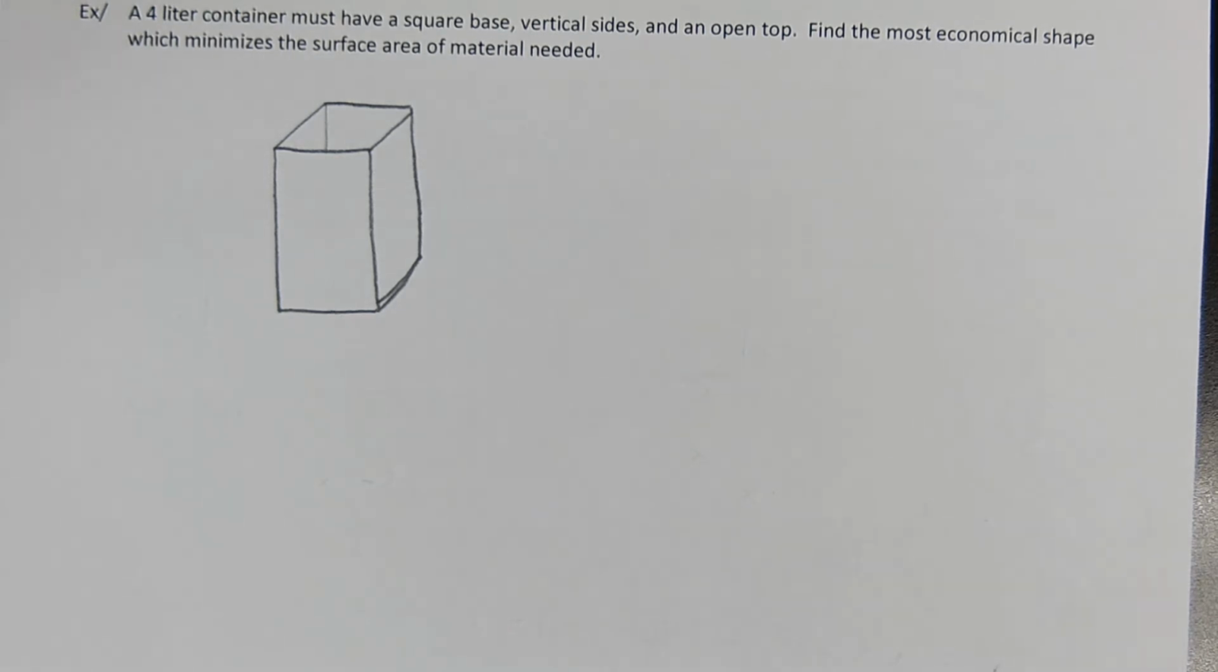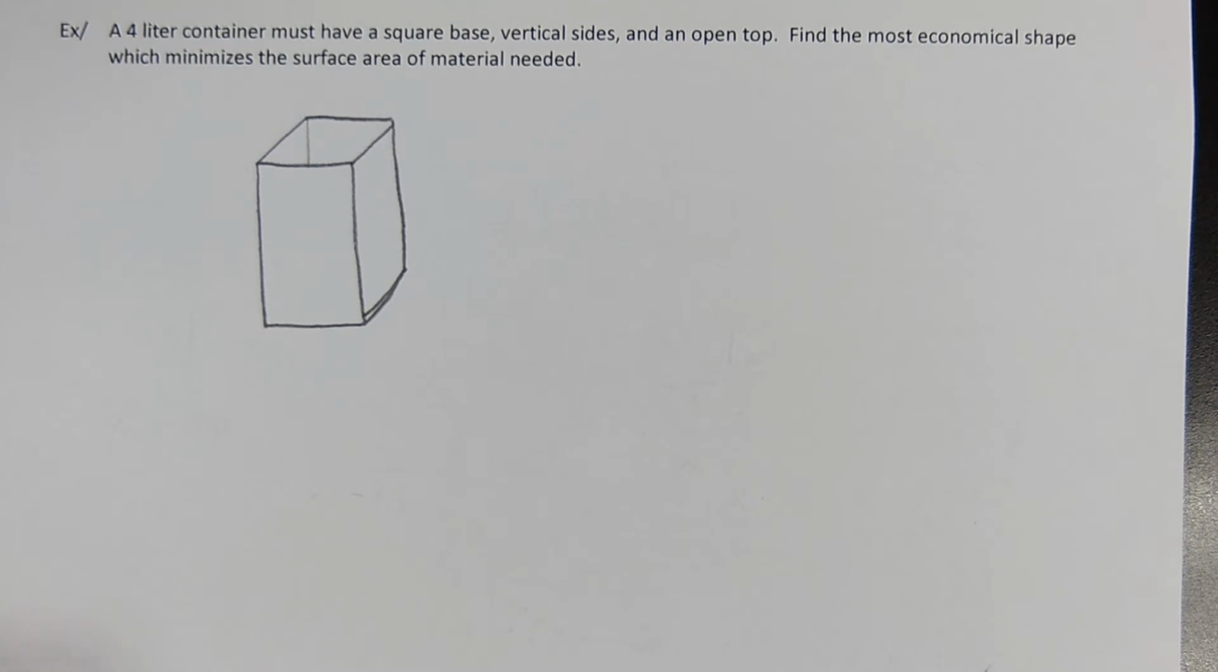Okay. What do we know? We know that the volume is 40. That's all we know, except for the fact that it's got a square base. Feels like there's not enough information, doesn't it? There is. But it feels like there's not enough, doesn't it? So what do we do?